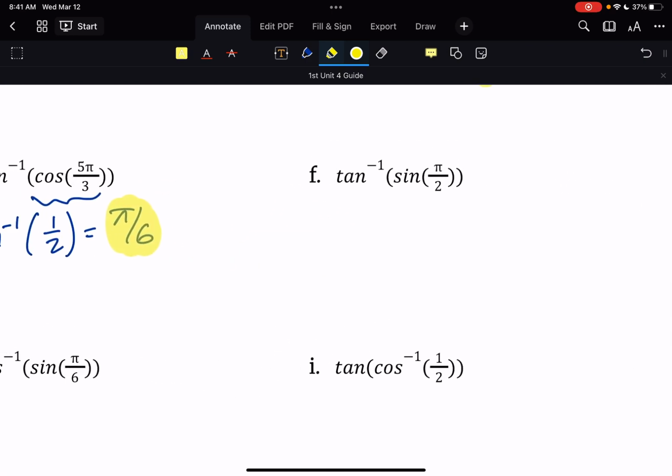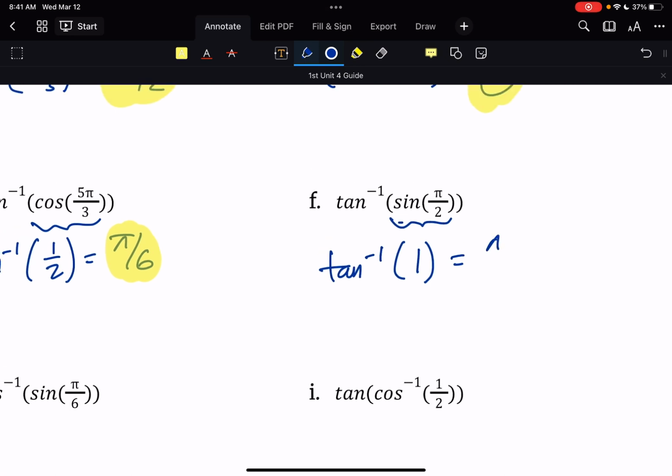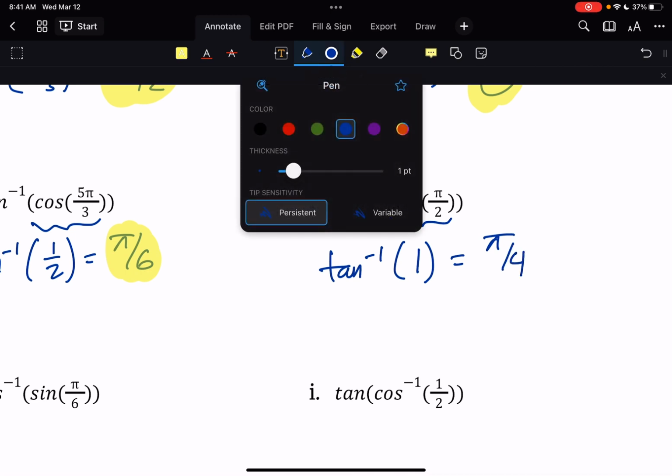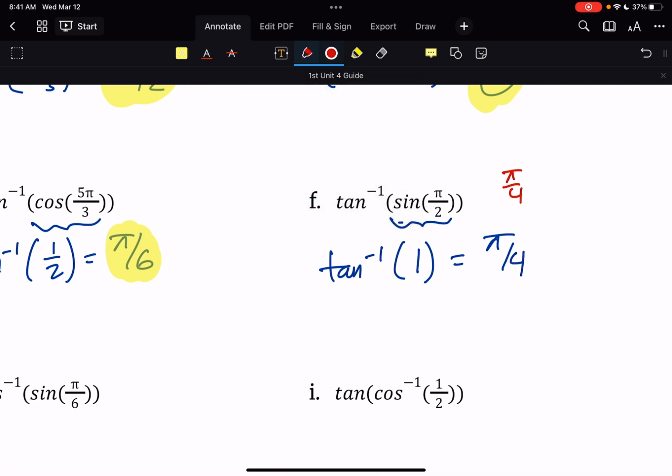Okay. Next one, inverse tangent of the sine of pi over 2. So I'm going to start by finding the sine of pi over 2, which is 1. So now I'm going to do the inverse tangent of 1. We know inverse tangent is in quadrants 1 and 4. And I get a tangent of 1 at pi over 4, because remember, pi over 4 gives me the coordinates radical 2 over 2, radical 2 over 2. So we know dividing anything by itself is 1.